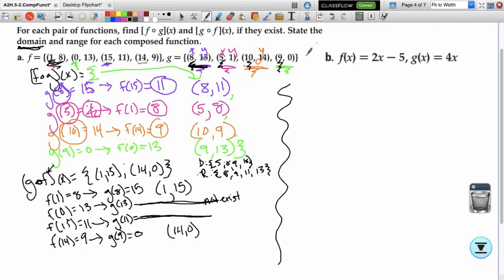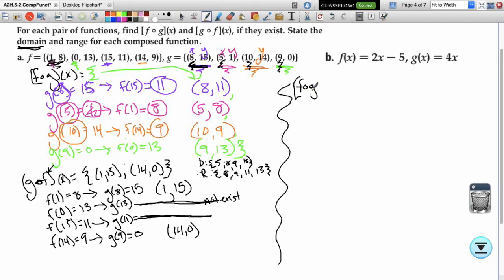So let's take a second, write these 2 equations or these 2 functions down. We have f of x equals 2x minus 5, and g of x equals 4x. And it has the same set of directions. It's asking us to do f of g of x and g of f of x to see if they exist. So let's write down the first one.